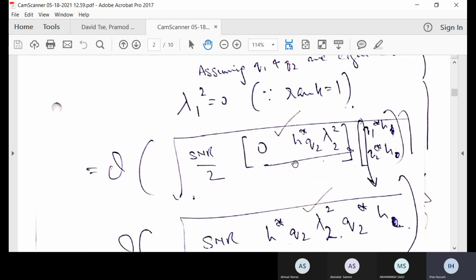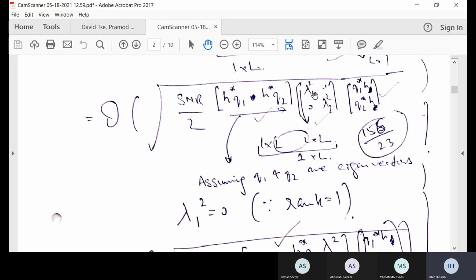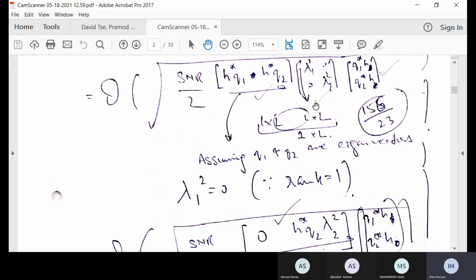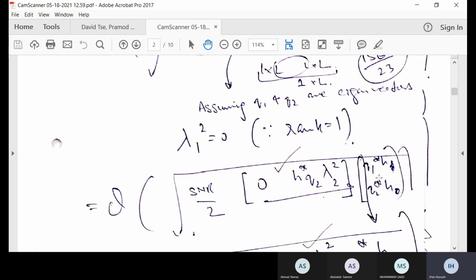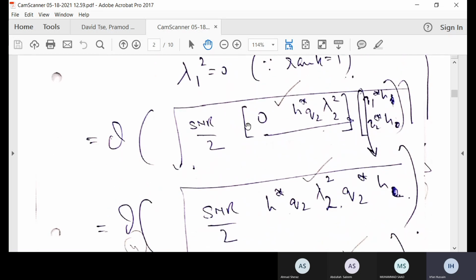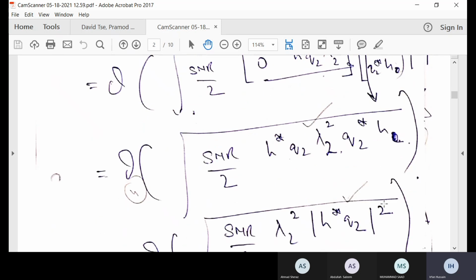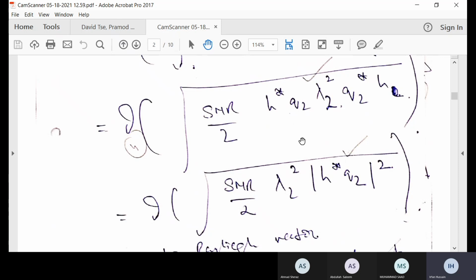So let us say the first one is 0. If you multiply this with this, and this is 0, this will go 0, HQ2 will go with lambda 2, and when you multiply this with this, this will go 0, but this will be multiplied with this one, so you will get this factor. Here lambda 2 square comes out. Here you can see this is the complex conjugate of this factor, so I can write this as its conjugate, and their product gives us the mod square of the dot product of these two vectors.